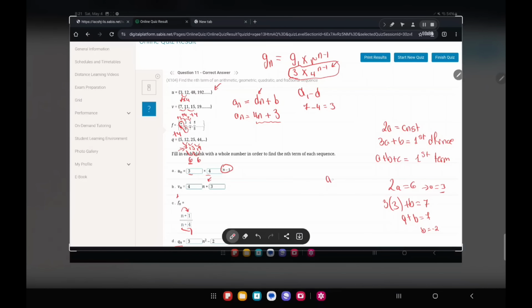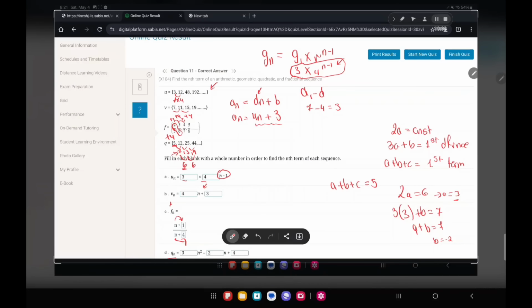And then a plus b plus c equals the first term, which is 5, right? That means a, which is 3, b, which is minus 2, plus c equals 5. That means 1 plus c equals 5. That means c equals 4. So I have a is 3, b is minus 2, but they already put the minus, so be careful. And then c, which is 4.